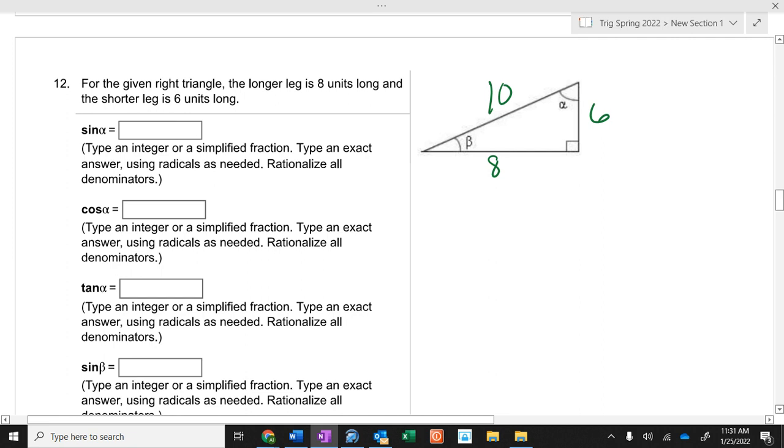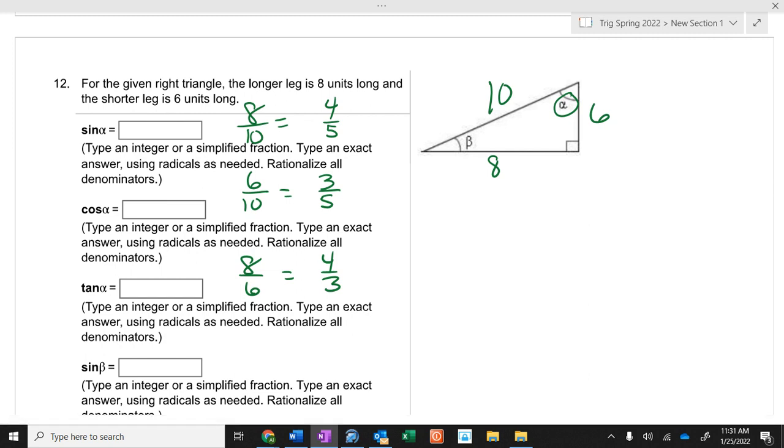So, sine of alpha. Well, alpha's up here. What's its opposite side? 8. What's its hypotenuse? 10. So it's 4/5. What's the cosine of alpha? 6/10, which is 3/5. What's the tangent of alpha? 8/6, which is 4/3.